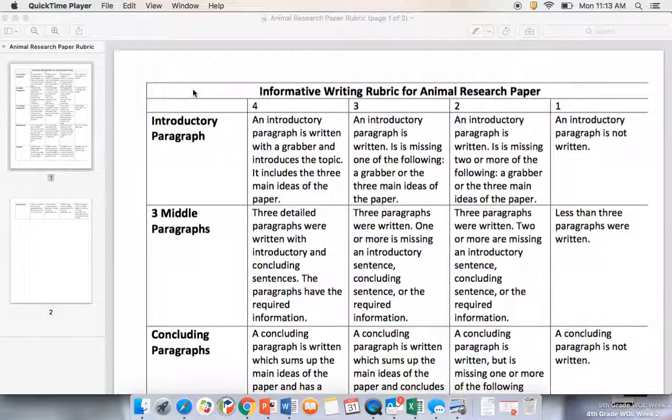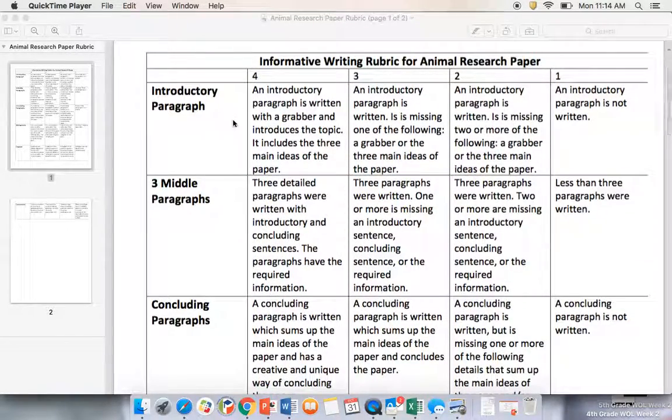Hello, in today's lesson we're going to be talking about your concluding paragraph to your essay as well as your bibliography and what your next steps are going to be. So I'm referring back to our research rubric because this is very important. This is kind of like your checklist.